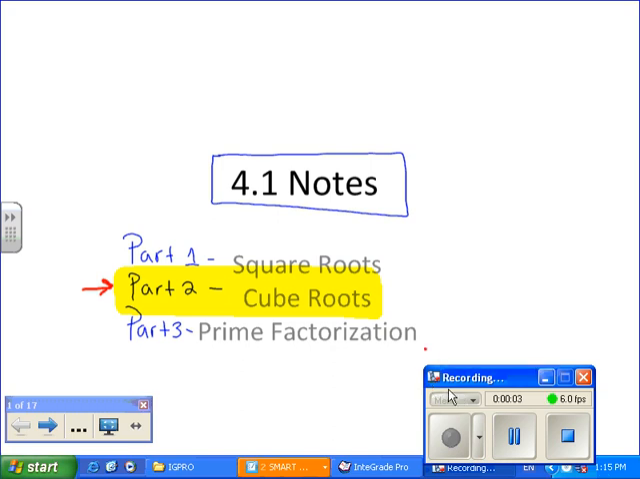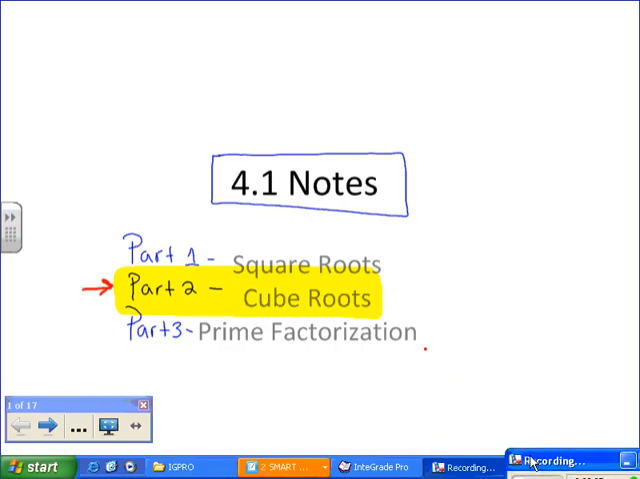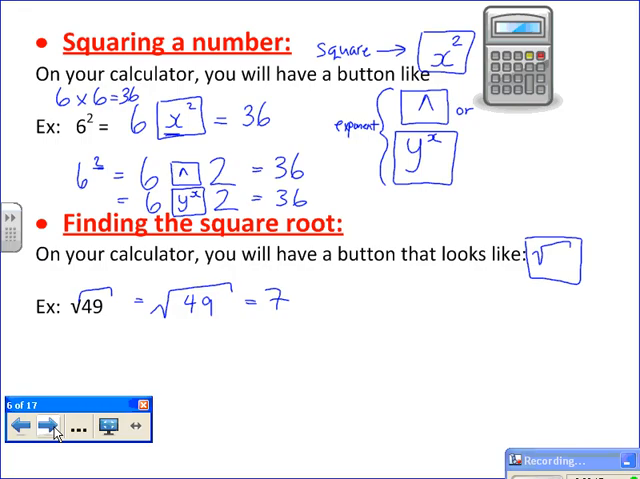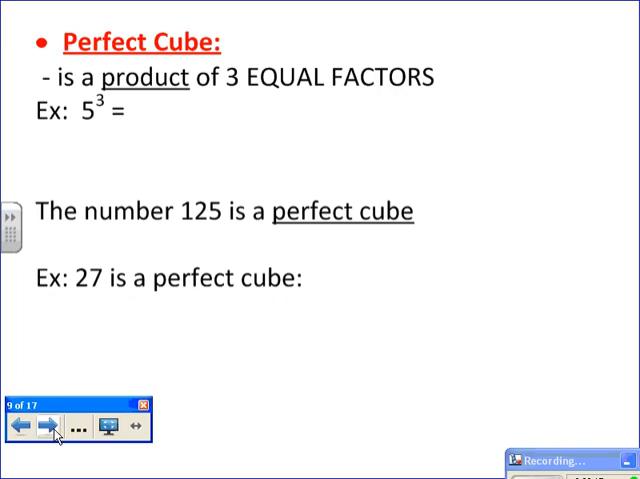Hi everyone, welcome to part 2 of our lesson 4.1, and we're looking now at cube roots and perfect cubes. So we're going to skip ahead a little bit in our notes to where we left off. And we're at the top of your page where it says perfect cube. I think it's labeled page 5 in your notes.